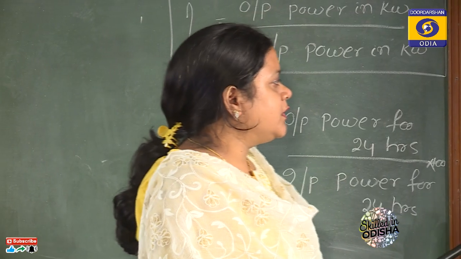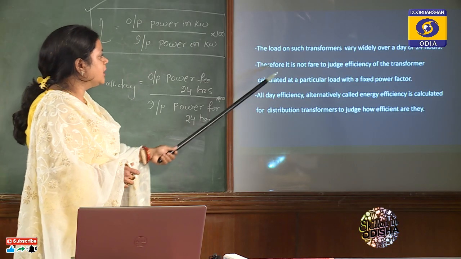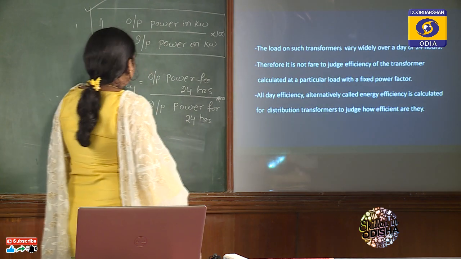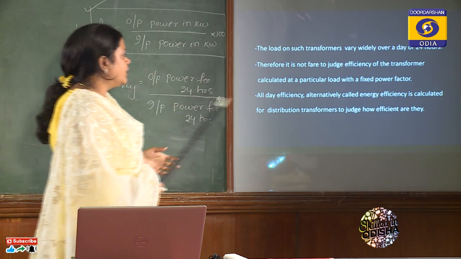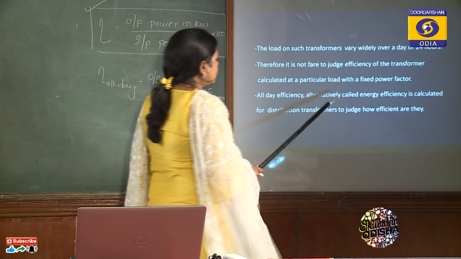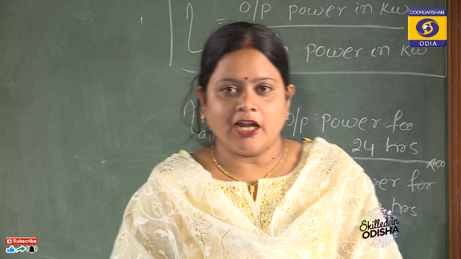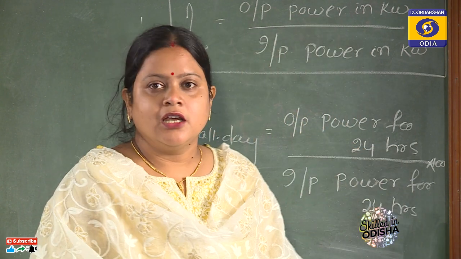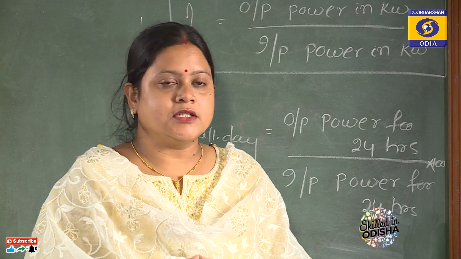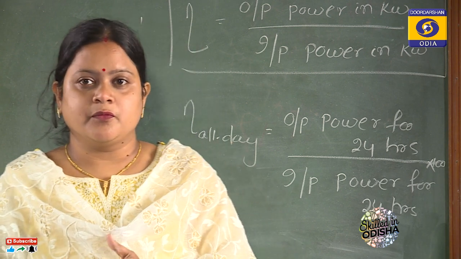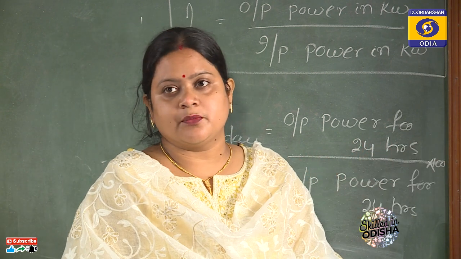So to judge the efficiency by the normal efficiency is not fair. So we should calculate this transformer by all-day efficiency, so efficiency we can calculate for 24 hours. All-day efficiency, alternatively called the energy efficiency, is calculated for distribution transformers to judge how efficient they are. Why energy efficiency? Because all-day efficiency is power with respect to time, so it is also known as the energy efficiency.